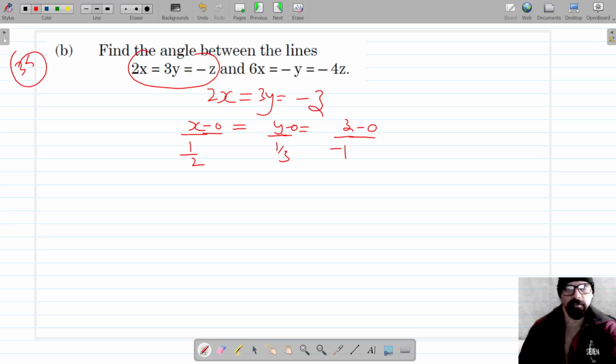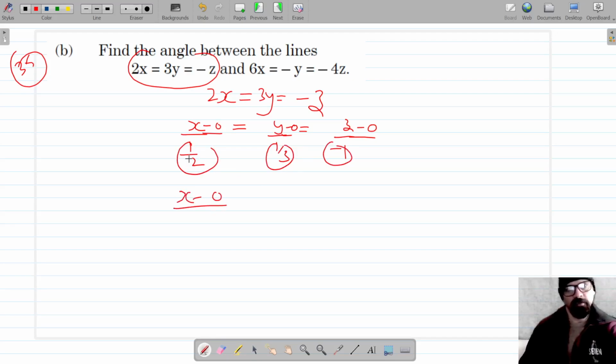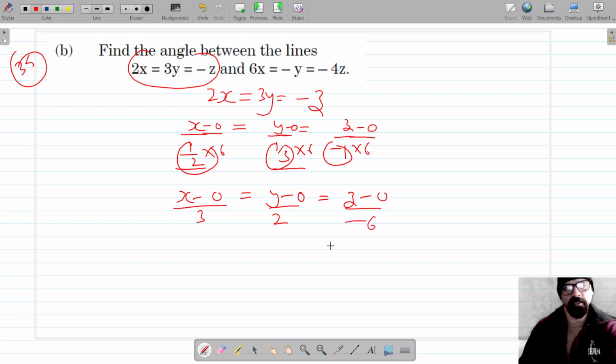Or I can write it as x minus 0, y minus 0, and z minus 0 by negative 1. So it's a half, 1 by 3 and negative 1. The LCM of 2 and 3 is 6, so let's multiply all of these with 6, which gives me x minus 0 by 3, y minus 0 by 2, and z minus 0 by negative 6. So 3, 2, and negative 6.